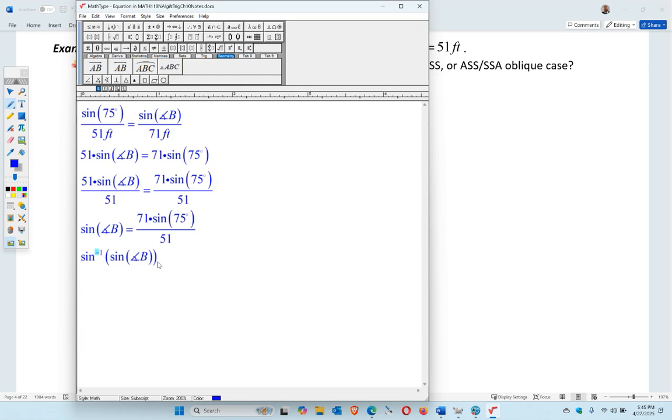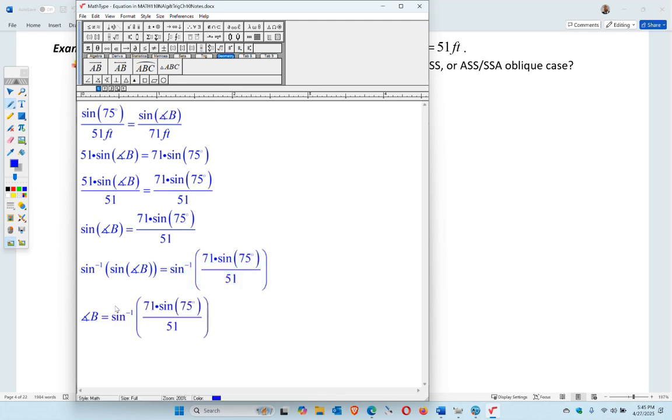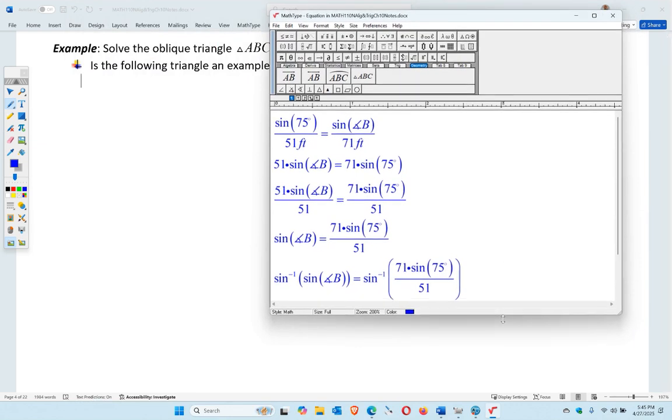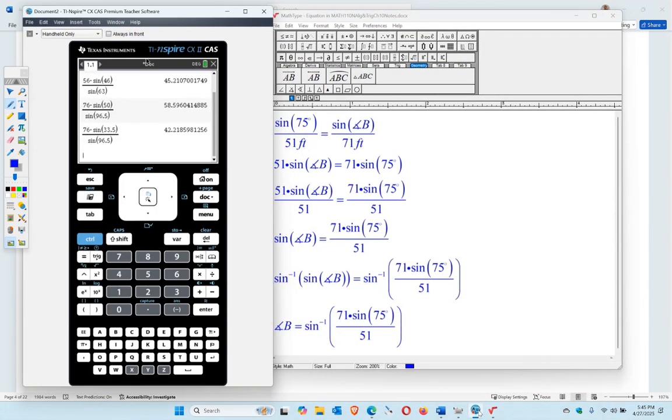That just means inverse. Okay, so equals sine inverse, and then parentheses, comma, boom. Okay, so that means angle B is equal to this whole thing right here. Okay? All right, so what is that going to give me? Let's go to my calculator here. So I'm going to move that over and go to my calculator.